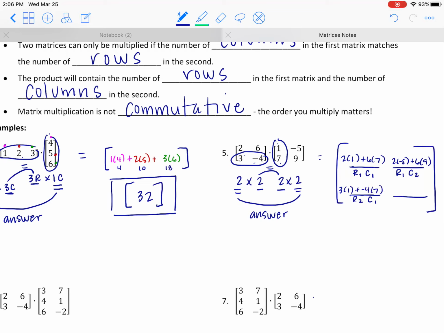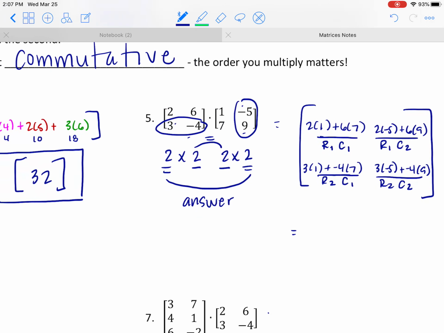3 times 1 plus a negative 4 times 7. And then lastly, our last entry, this is row 2 of the answer, column 2 of the answer, which tells me to use row 2, column 2 to get it. So 3 times negative 5 and negative 4 times 9. All right, now if we find all those products and sums, we're going to get our final answer here.